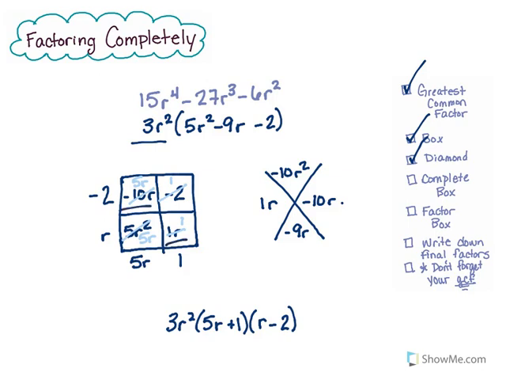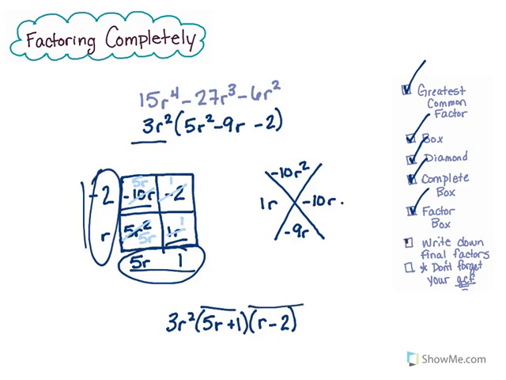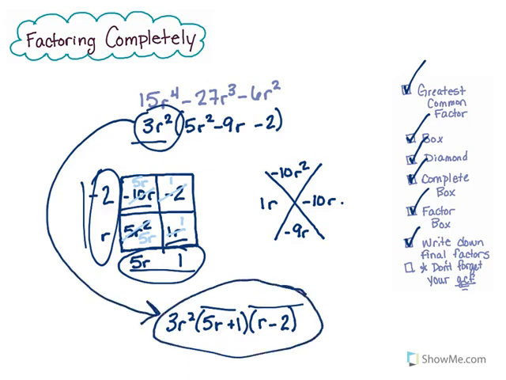I filled my 1r and my negative 10r into my box, and then I pulled out my greatest common factors from my box. I wrote down those factors, so that one was here, this one was here, and then lastly I needed to remember my 3r squared. So this would be my final answer. Okay, that is it. This is pretty similar to your guys' homework and your quiz.